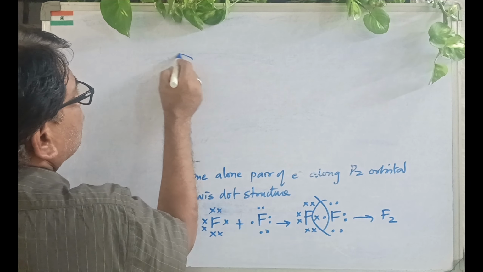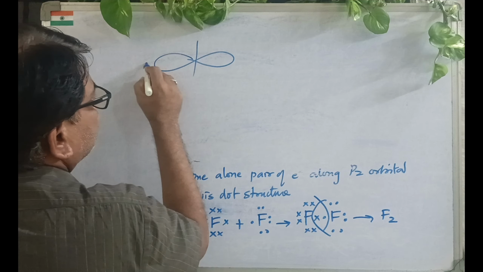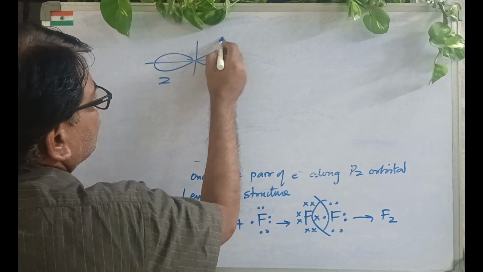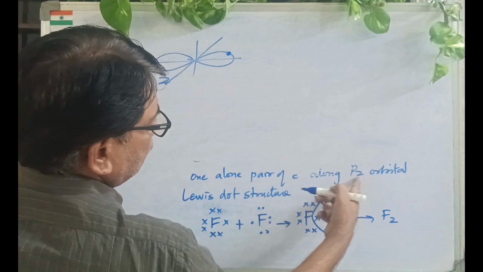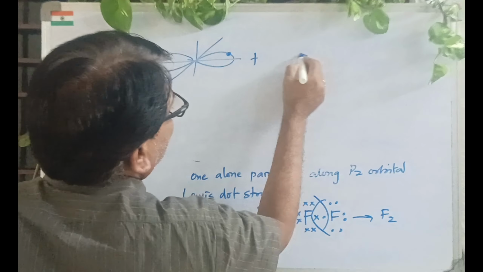So let me draw. This is the z axis, right? This is the z axis. So it has one lone pair of electrons here along the Pz. In the same way, you take one more.